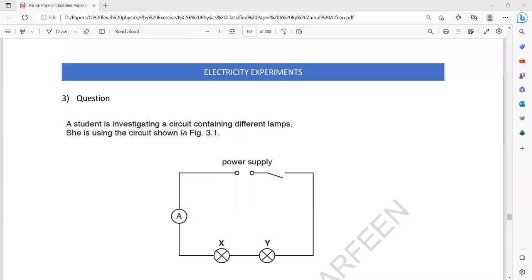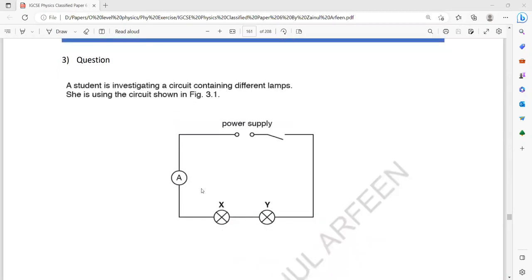So this one is classified paper 6, topic electricity experiments related to voltage, current, and resistance. That is question 3 of the classified paper, which I already shared with you. A student is investigating a circuit which contains different lamps. As you can see, lamp X and Y are there, which are connected in series to an ammeter. There's a power supply and an open switch.